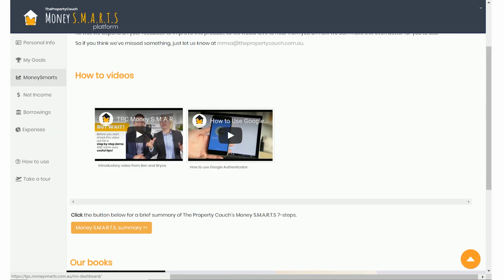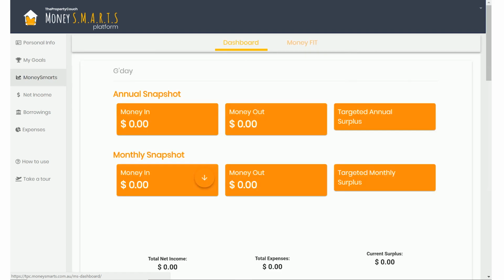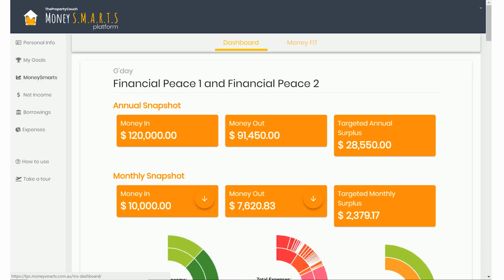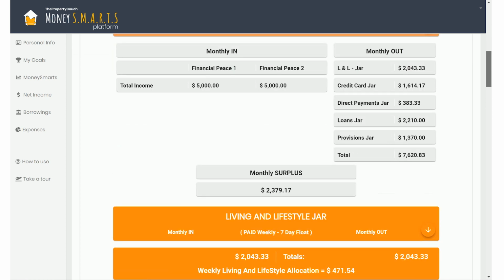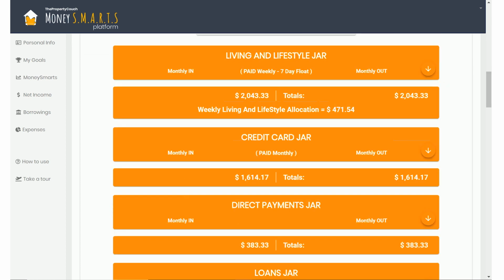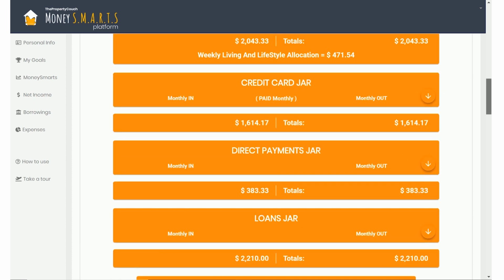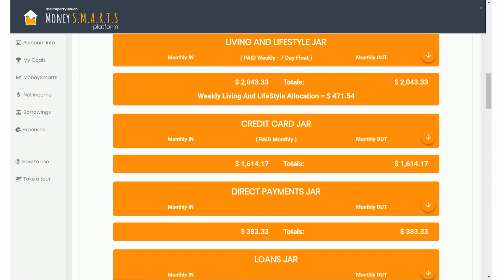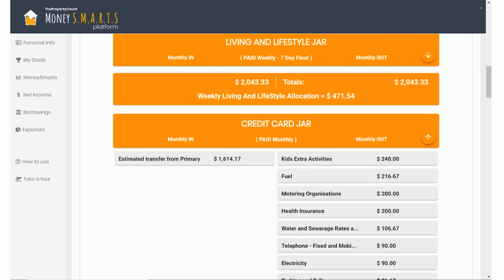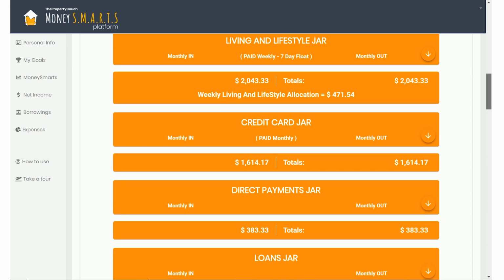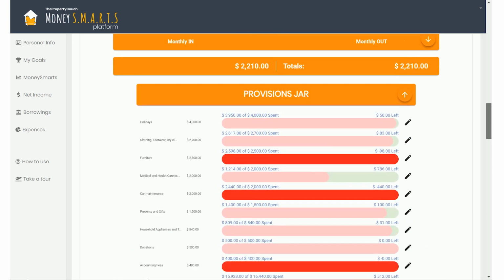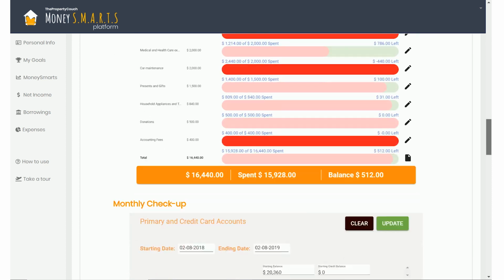Now, I'm going to jump into the Money Smarts section, and you can see here's the dashboard for this particular couple. So you can see the surplus that they're trapping. There's their primary account. There's their 7-day float in terms of the money. So they've got $471 that they want to spend on a weekly basis. What are they paying on credit card? All of these are being organised once you go back into the expense area and you set those different jars. And you can see here there's also a provisioning account in terms of how that looks.